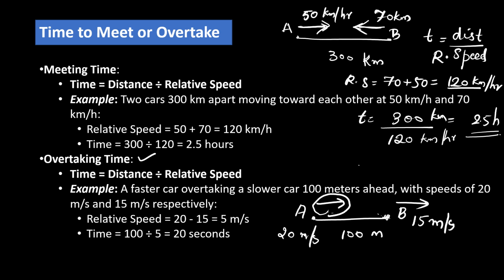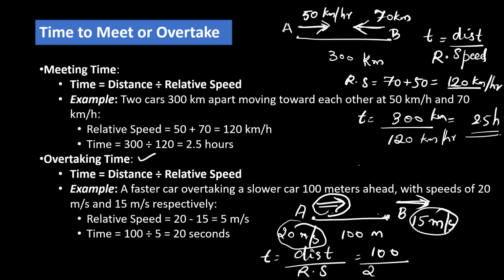And what is the overtaking time? Here also the time is distance divided by the relative speed. Here the distance is 100 meters and the relative speed would be, since both are moving in the same direction, the difference of these two speeds, that is 20 minus 15. So the time would be 20 seconds.